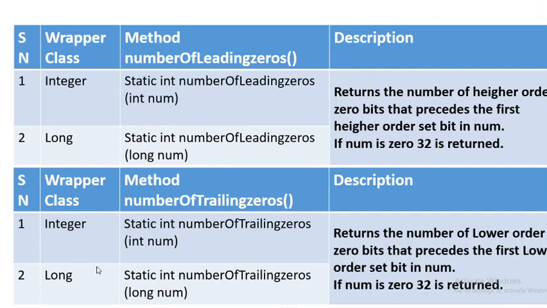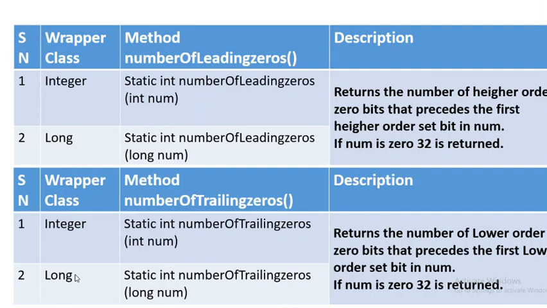For integer, if you are using numberOfTrailingZeros, you will call it as Integer.numberOfTrailingZeros. As an argument, you will pass any integer number. Internally, that integer number will be converted into a 32-bit binary number, and it will count the number of trailing zeros, that means lower order zeros, up to the first lower order set bit, that is the 1 bit, and that count will be returned.